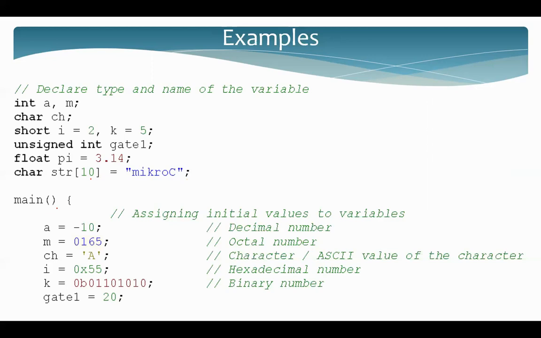Now we have the main function here, a equal minus 10. So this is an example of a decimal number. M equals 0165. This is an octal number. Character ch equal 'a'. Now if you have a single character, then it is written in single quotation marks. If you have strings, they are written in double quotation marks. i is a hexadecimal number, k is a binary number, and get 1 is again a decimal number.